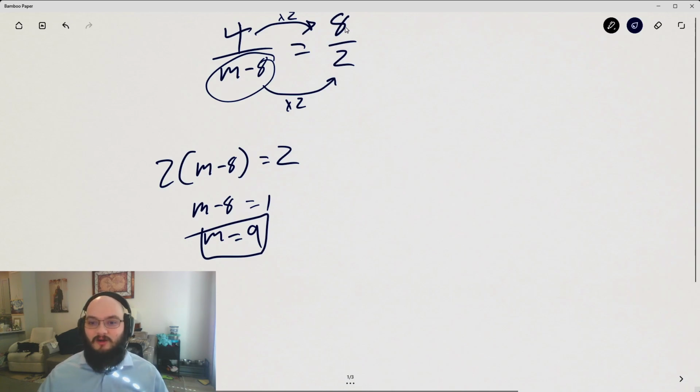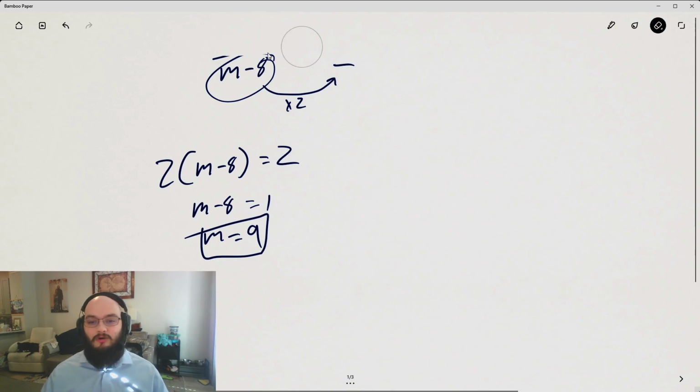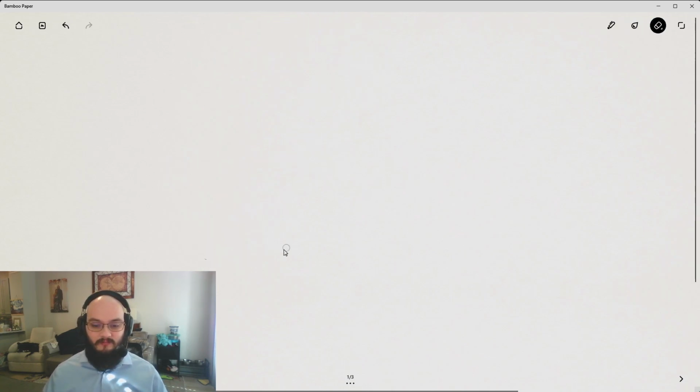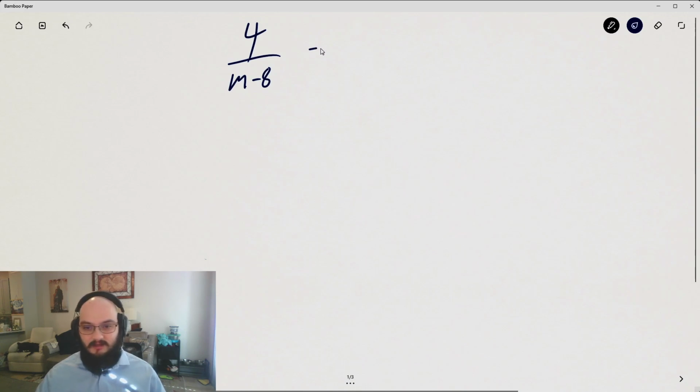Let's see what it looks like with our cross multiplication. So we have, what was the original one? Oh, 4 over m minus 8 is equal to 8 over 2.